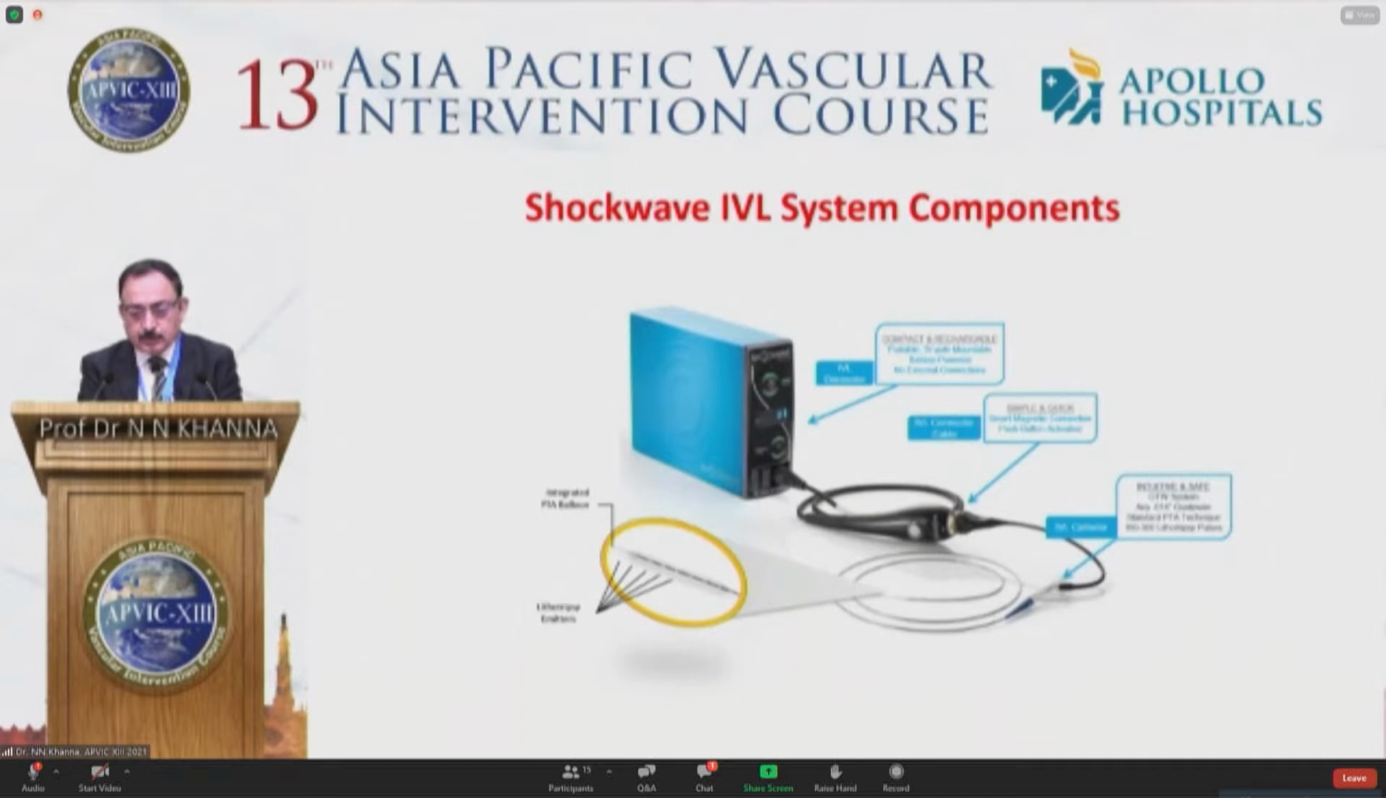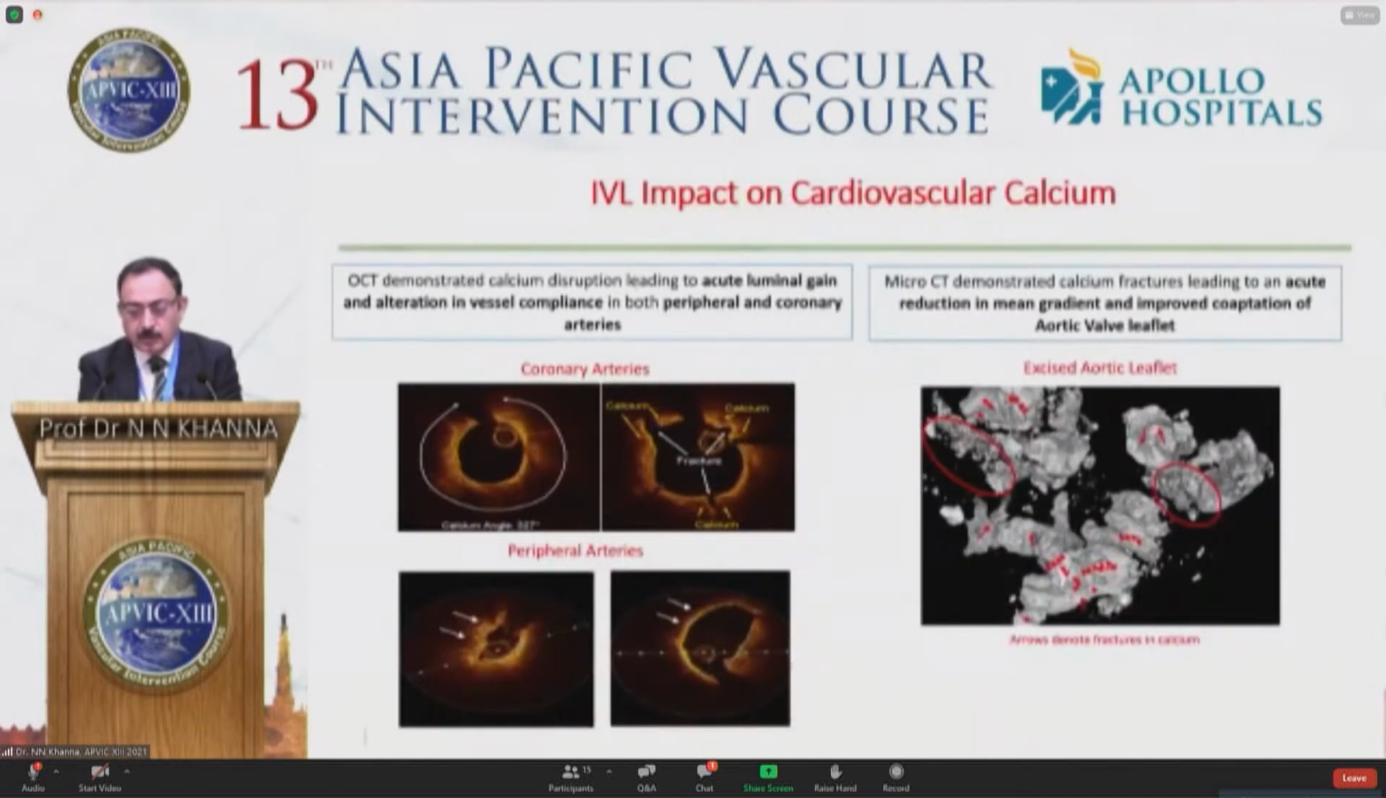beds. If you look at the machine, it has 3 components. It has a console, which is battery operated. Then it has a catheter, which delivers, and it has a switch for giving lithotripsy. And then we have a catheter, which is dedicated for coronary or peripheral use, depending on where we are using. It comes in different sizes. These are the OCT pictures in coronary and peripheral arteries, which show that this disrupts the calcium in not only the superficial calcium, but also the medial and the deeper calcium.